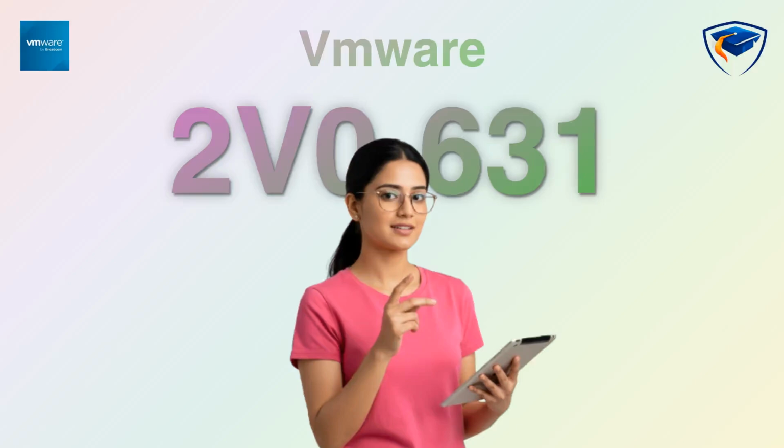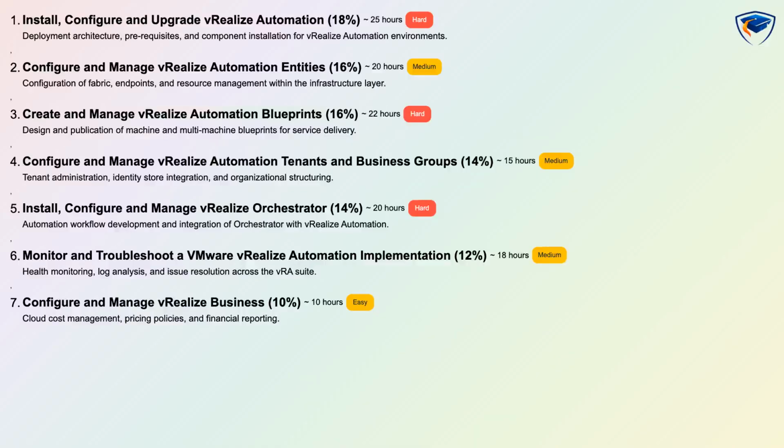Welcome to Exam Sale. In this video we will walk through the syllabus for the VMware Certified Professional 6 in Cloud Management and Automation Beta so you know what to study and which skills to prioritize. This exam covers 7 domains with specific weights.